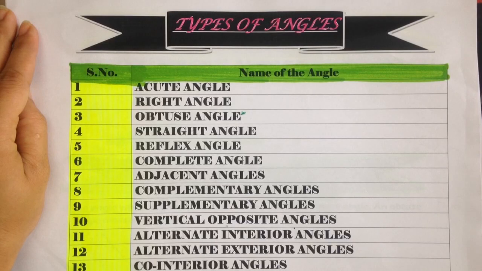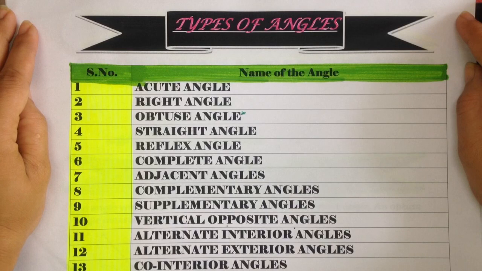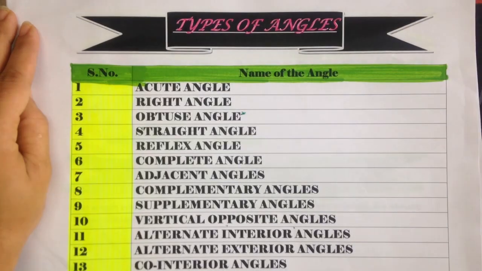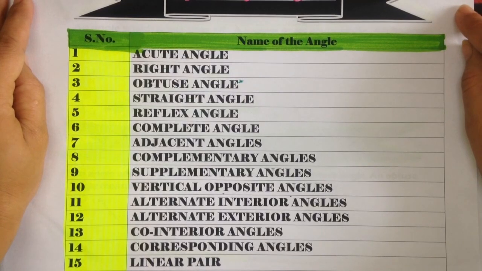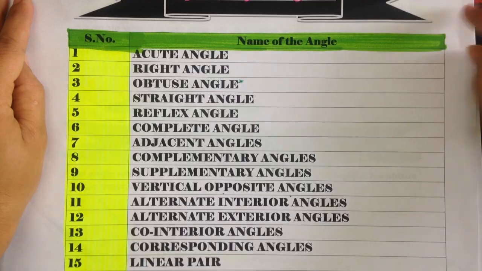Let's move to the next topic. Today we are going to discuss the types of angles. There is a list, you can see on your screen, of the angles we are going to discuss in our sessions. They are acute angle, right angle, obtuse angle, straight angle, reflex angle, complete angle, adjacent angles, complementary angles, supplementary angles, vertical opposite angles, alternate interior angles, alternate exterior angles, co-interior angles, corresponding angles, and linear pair. We'll have a complete understanding of all these types of angles with diagrams as well. So let's move to the very first angle, that is acute angle.